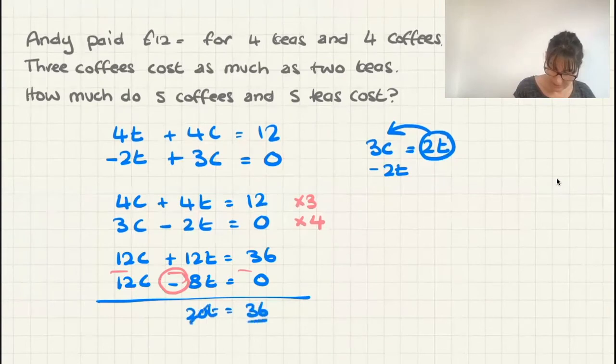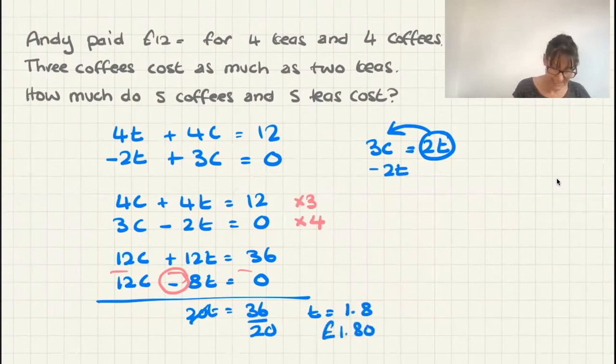So divide through by the 20. Please make sure you are using your calculator where you need to. That is going to give me 1.8, which is technically £1.80 for my cup of tea. So now I can go and use one of these equations. I'm going to use the top one. You may have used the other one, it doesn't matter. Okay, I've got the price of tea.